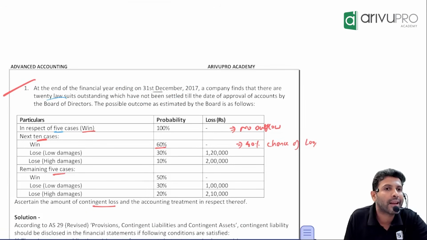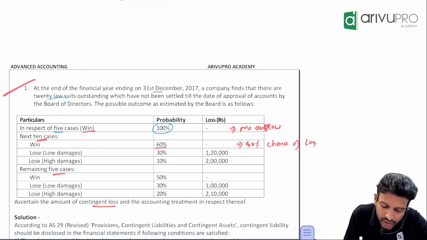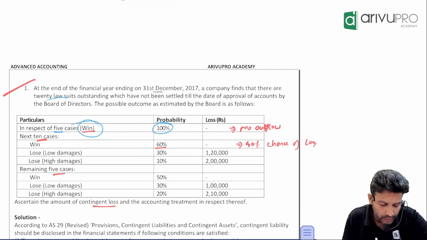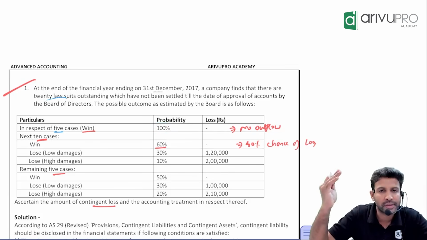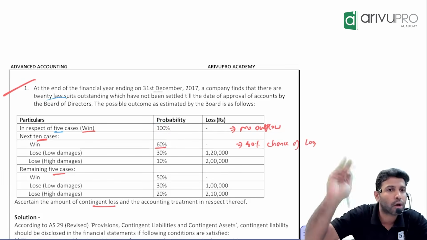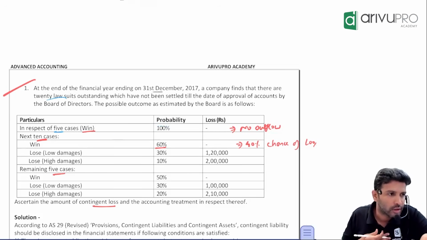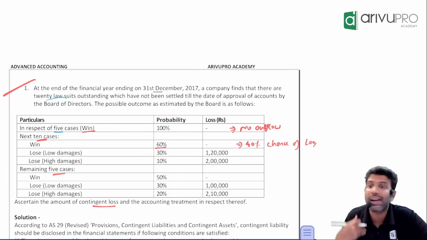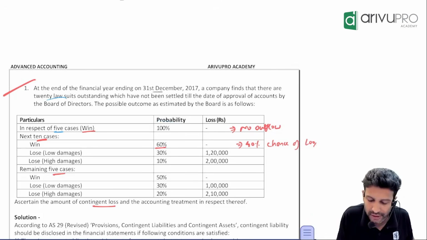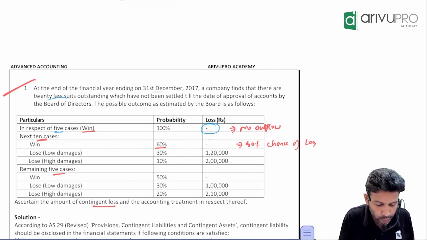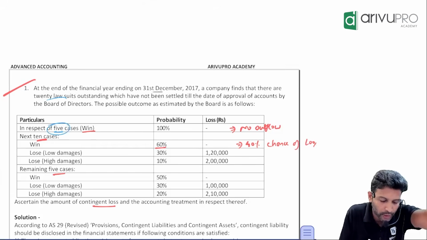We have totally how many cases going on? 20. In that, the first 5 cases have a 100% chance of winning. If we win, is there any outflow or no outflow? Is there any provision or contingent liability, or no drama? No drama, because we are 100% winning. When we win, somebody has filed a case against us, so there would have been an outflow otherwise. If there is a 100% chance of winning, is there any outflow? No outflow. This is for how many cases? Out of 20, this is the outcome for 5 cases.